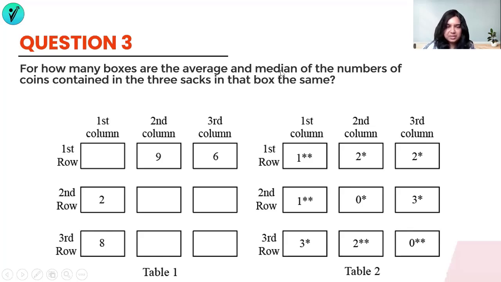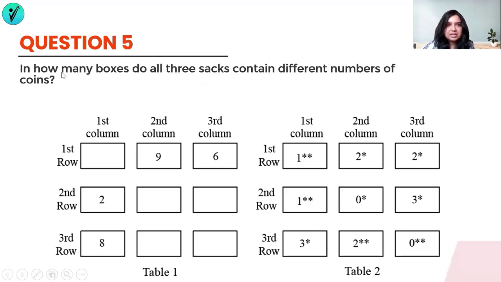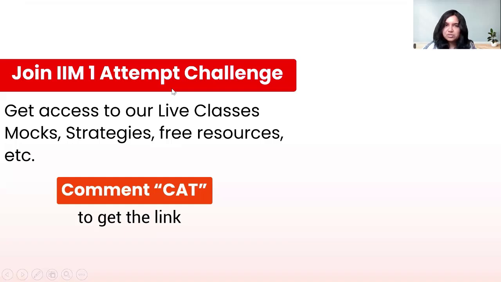So you want the average and the median to be the same. How many sacks have exactly 1 coin? That is question number 4. And in how many boxes do all 3 sacks contain different numbers of coins? These are the 5 questions that follow the set.